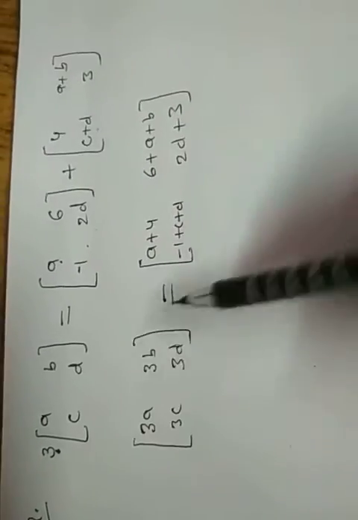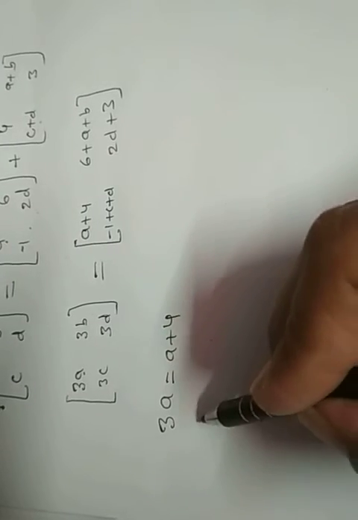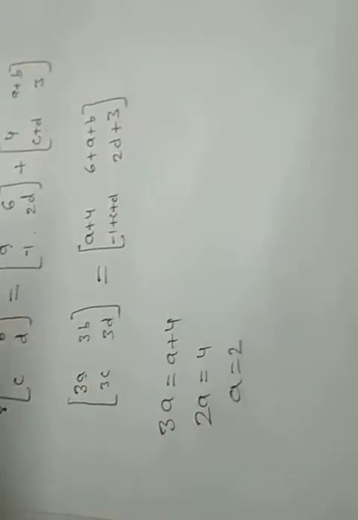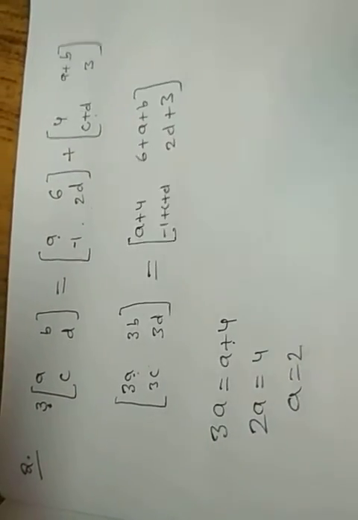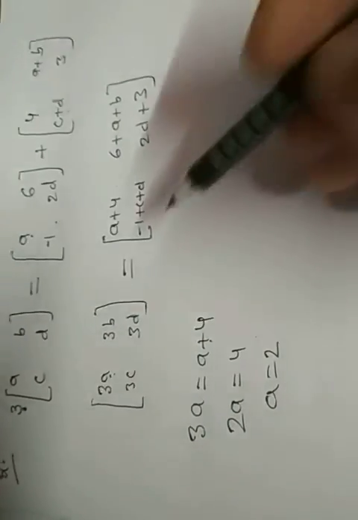Now compare the element a11: 3a is equal to a plus 4. Taking a to one side, 3a minus a is 2a. So 2a is equal to 4, then a is equal to 4 upon 2, which is 2. So here we are comparing the two matrices. Everything of addition, subtraction and comparison is in this question.